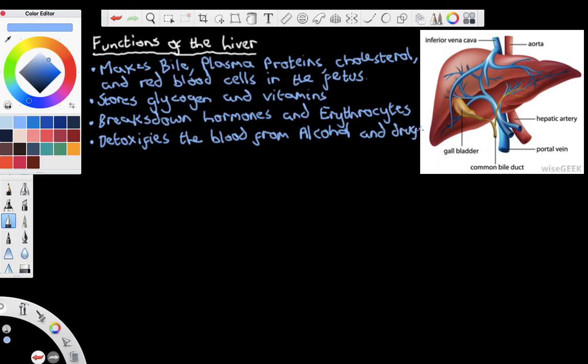What else have we got? There is something else. And it controls blood glucose levels, okay? So, controls blood glucose, amino acid, and lipid levels.